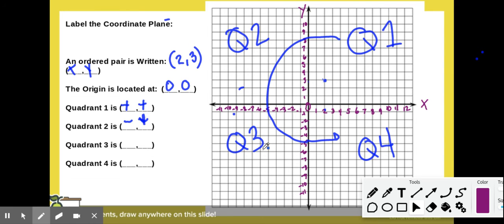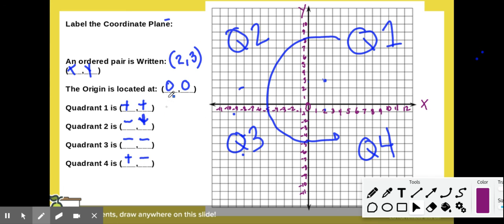To get to quadrant 3, I would start at the origin. I would have to go left on the x, which is a negative, and then down on my y, and that would be another negative as well. So I would end up with negative, negative. And then the last quadrant is quadrant 4. To get there, I would have to go right from 0 on my x. That would be a positive. And then down, which is a negative y. So I'd end up with a positive x and a negative y.